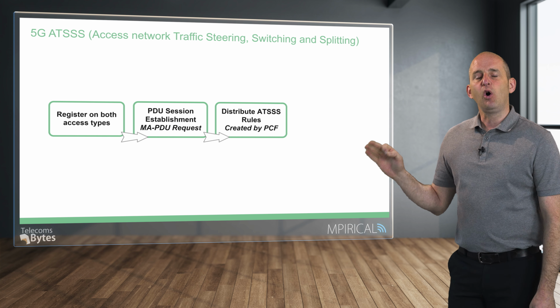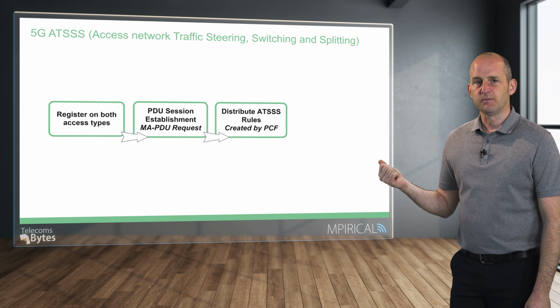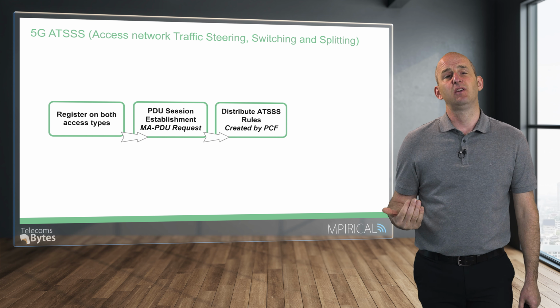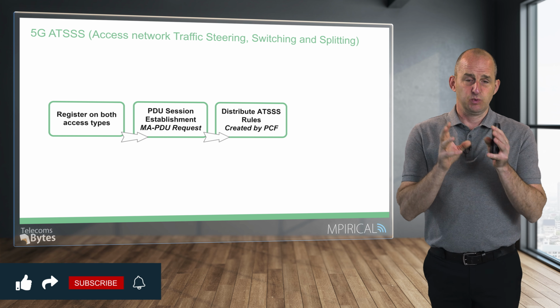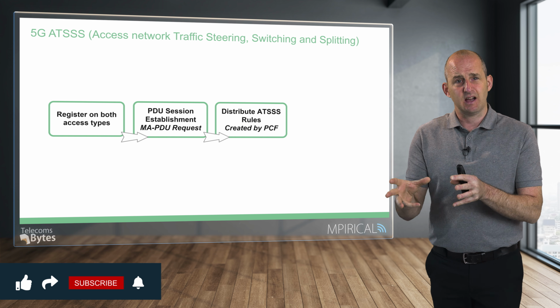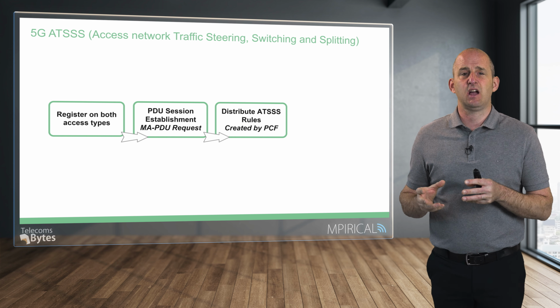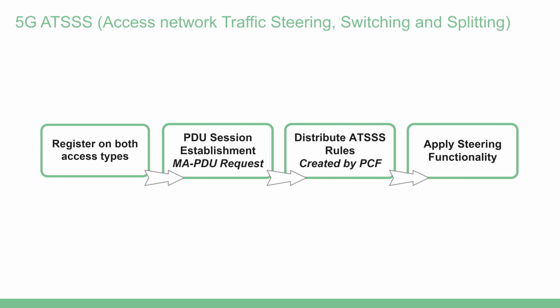It's at this point that the network will distribute the ATSSS rules. So they're actually generated by the PCF and they can be delivered to the device using NAS signaling. So these are the rules which will dictate, okay, for this traffic type, this is the access network you need to use, or for this traffic type, you can share your traffic across both access networks. So the steering functionality needs to be applied, and it's up to the device to achieve this.